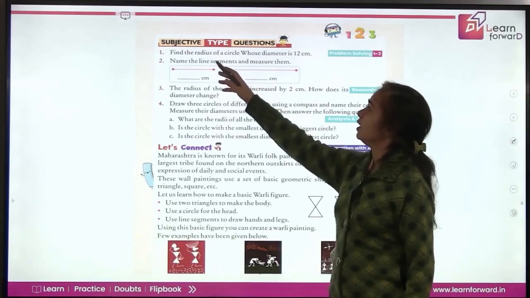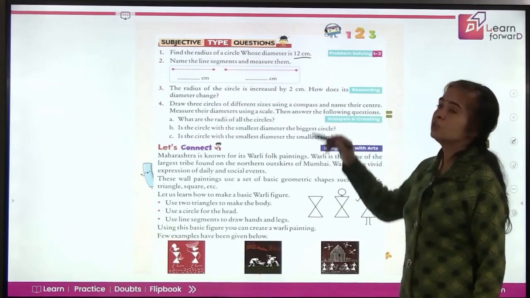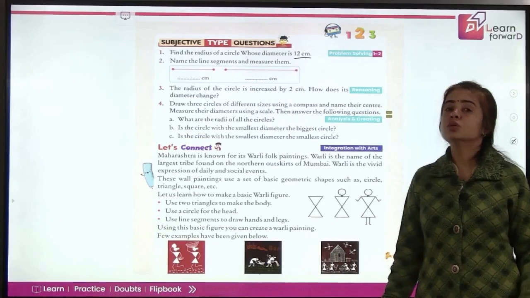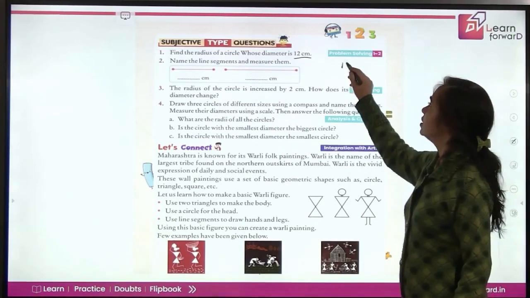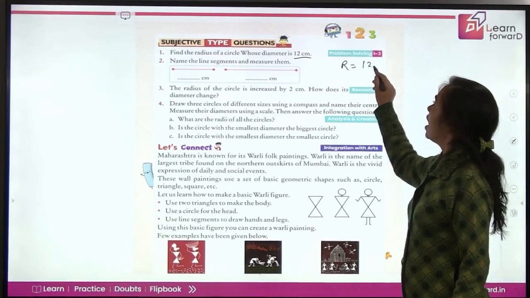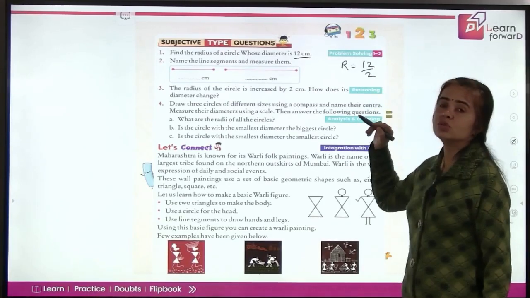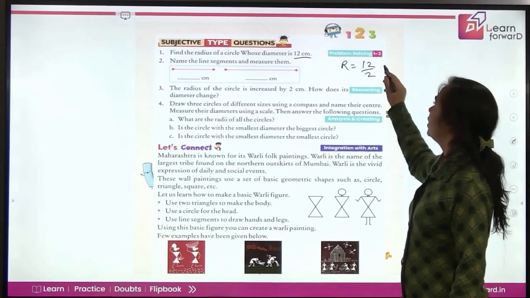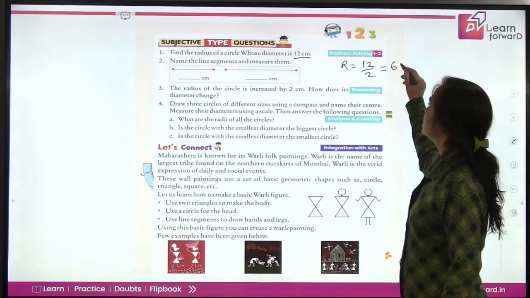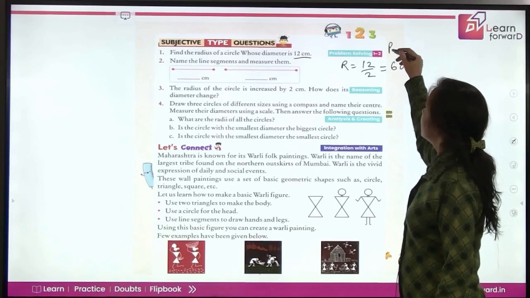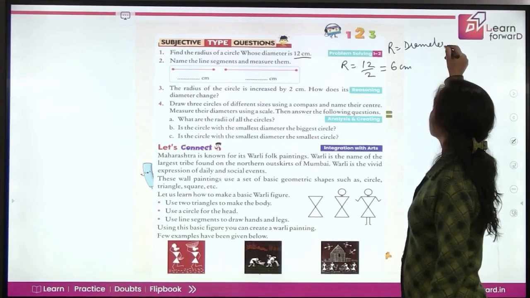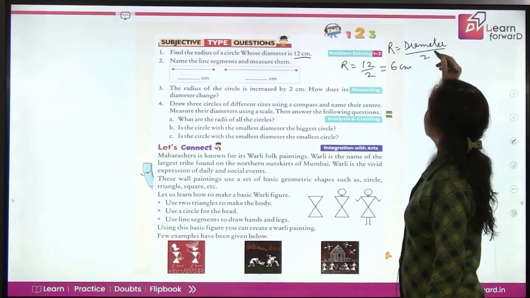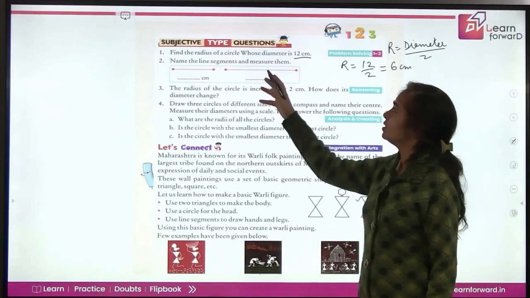Find the radius of a circle whose diameter is 12 centimeters. So diameter is double of radius. That means radius is half, the diameter divided by 2, which is equal to 6 centimeters. So we can write radius is equal to diameter divided by 2. Now name the line segments and measure them.